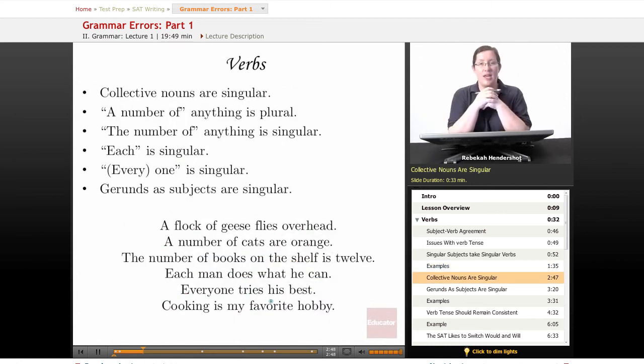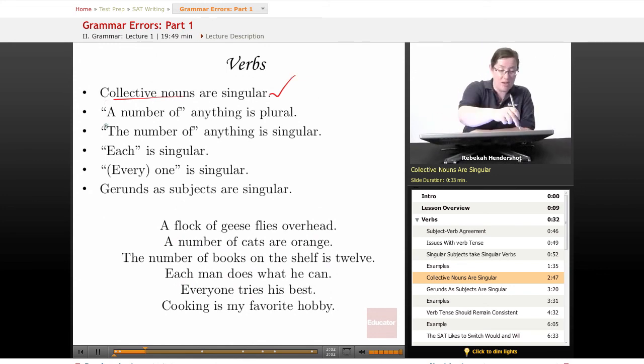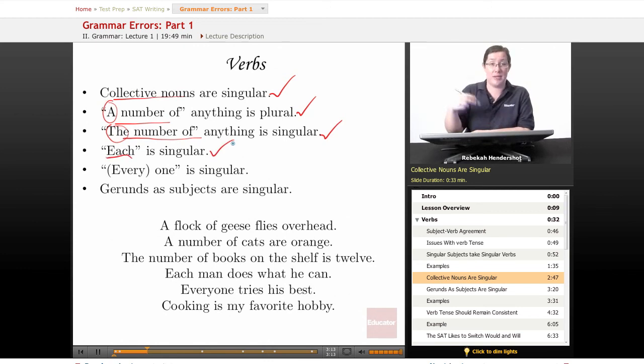All right, things you need to know about trying to determine whether your subject is singular or plural. If it is a collective noun, which is a noun describing a group, so team or choir or group or gang, those are all singular. A number of anything is treated like a plural subject. The number of anything is treated like a singular subject, so watch for those articles, a and the. Each is singular because it means each one of something. Everyone, the one word, is always singular, and gerunds as subjects are singular.